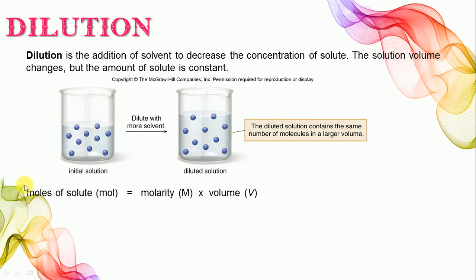So what is the formula for dilution? The formula for the calculation of dilution is M1V1 equals M2V2. M1 is the molarity of the initial solution, V1 is the volume of the initial solution, M2 is the molarity of the final solution, V2 is the final volume. That means M1V1 indicates the initial condition, M2V2 indicates the final condition.